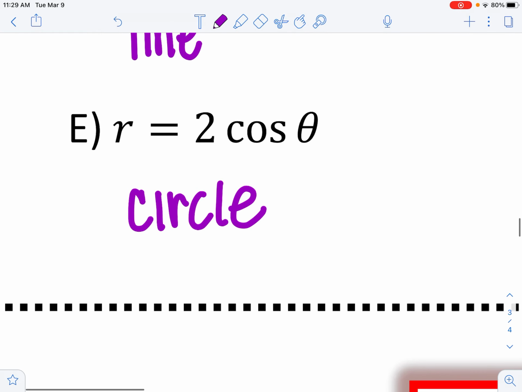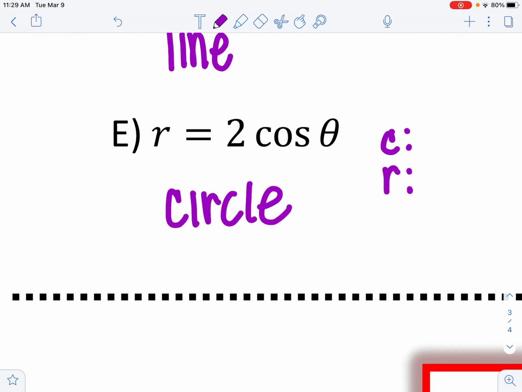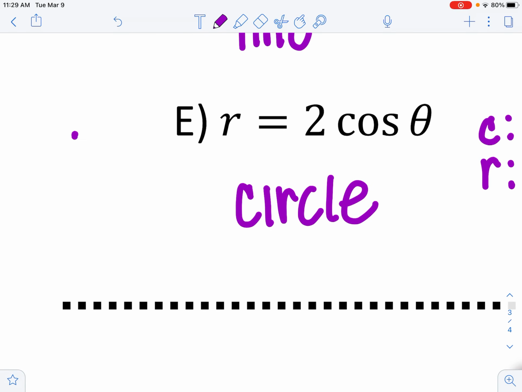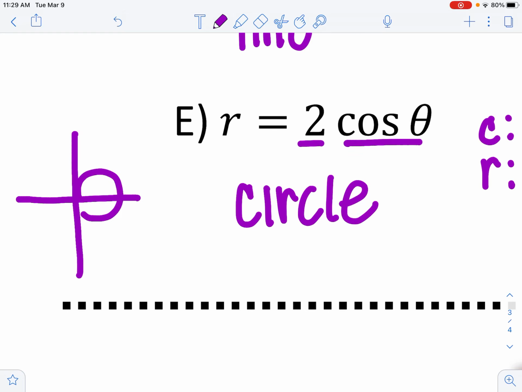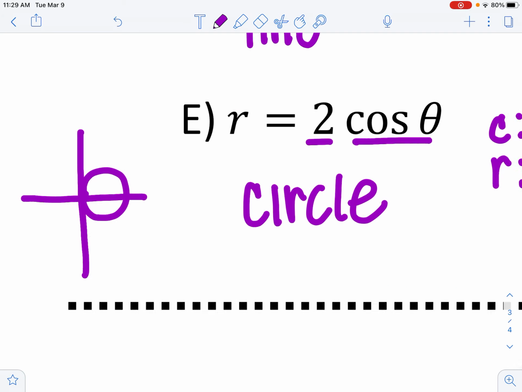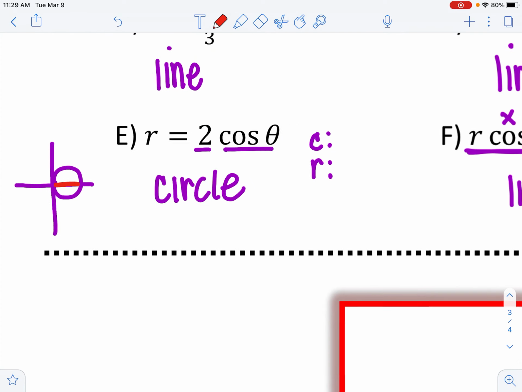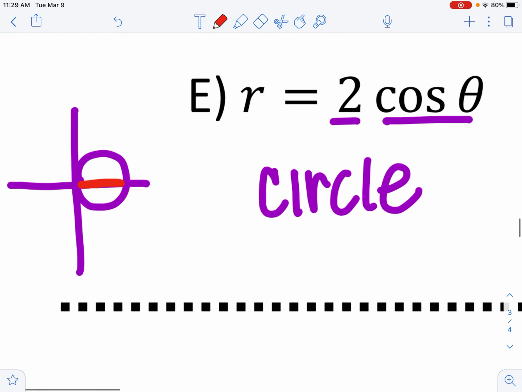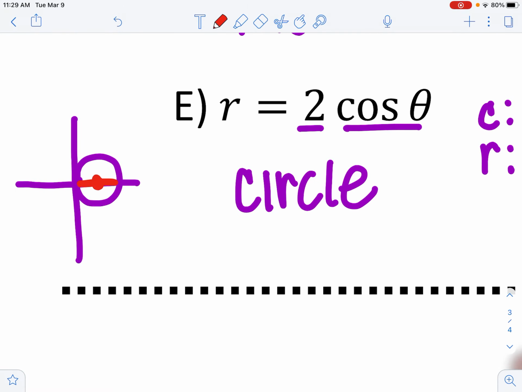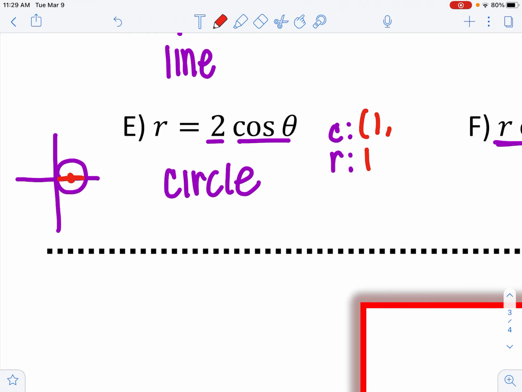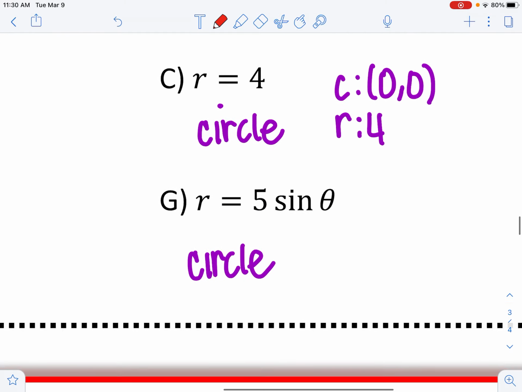All right, let's do E next. I need the center and I need the radius. The center is not 0, 0. So since the center is not 0, 0, I do a quick sketch. And I say, okay, which axis is it on? Positive x. So then I draw a circle on the positive x-axis. And then I say, okay, well, I know this is 2, so my radius is 1. And that means this point right here is to the right 1, so 1, and then up nothing, 0.